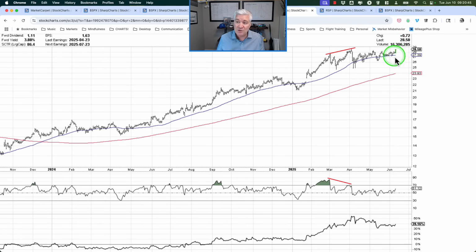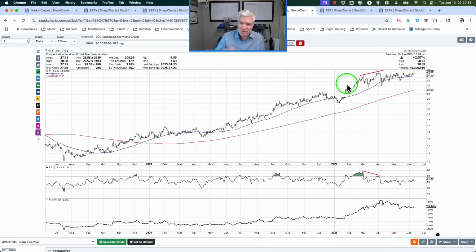Now, we may be actually renewing that uptrend here this week as AT&T is potentially making a new 52-week high, new all-time high with the RSI pushing just above 60. So maybe an eventual resolution to the upside after a time correction following that bearish divergence in March and April of this year.